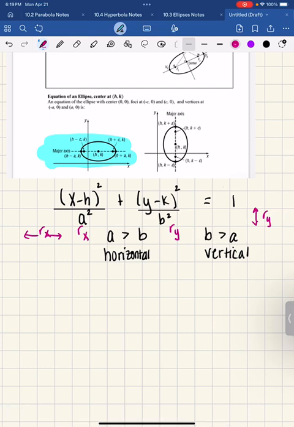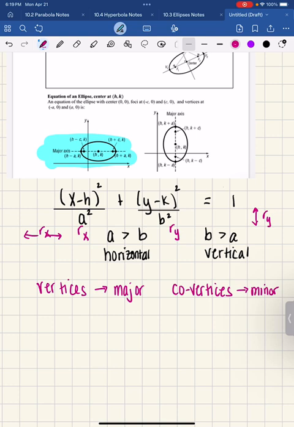The vertices of this ellipse lie on what we call the major axis. And the major axis is going to be either parallel to x or parallel to y. And we'll do an example. And the co-vertices lie on what we call the minor axis. And that's going to be parallel to x or y.